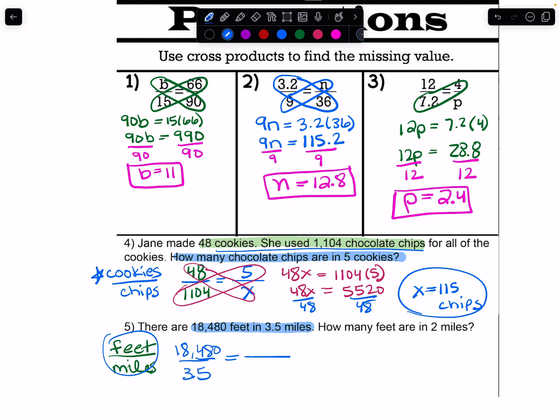And then in the second case here, we have how many feet in 2 miles. So I'm going to put my 2 on the bottom because that's where I said I'm going to put the miles, and I don't know how many feet, so I'm going to put the x right there. And then I'm just going to solve. I'm going to do 3.5 times x, and then I'm going to do 18,480 times 2.